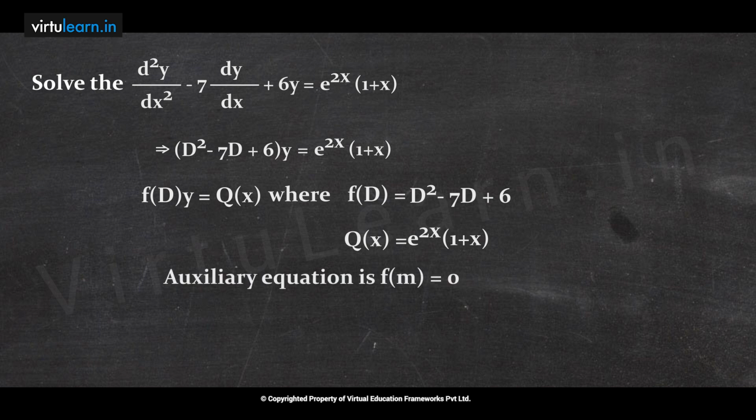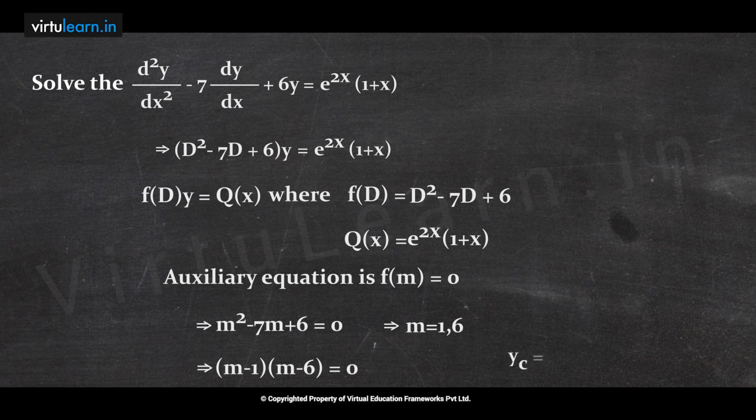The auxiliary equation, we have done in many problems. Replace D by m, means in place of capital D we take small m. m square minus 7m plus 6 equal to 0. Split the middle term, then the factors are m minus 1 into m minus 6 equal to 0, m equal to 1, 6. These are the roots of the auxiliary equation. According to these roots we can construct the complementary function yc equal to c1 e power x plus c2 e power 6x. This is my complementary function.